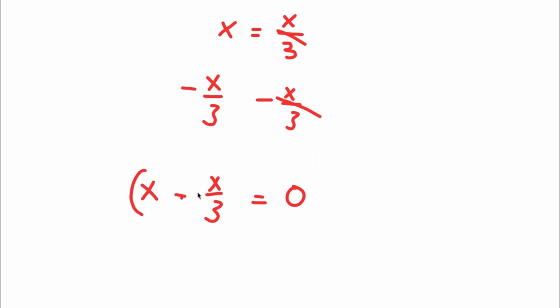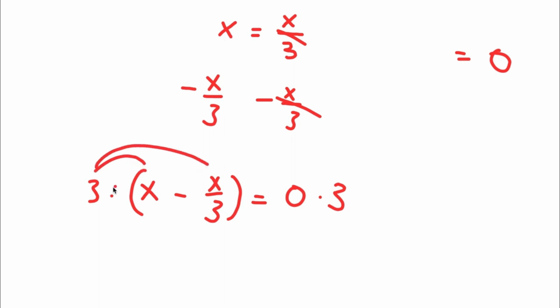Now, I'm going to go ahead and multiply both sides by 3. So now, for my right-hand side, 0 times 3 is simply 0. For my left-hand side, I'm going to simply distribute the 3. 3 times x, that's going to be 3x. And 3 times negative x over 3, the 3s simply cancel out, so I'll simply be just left with negative x.